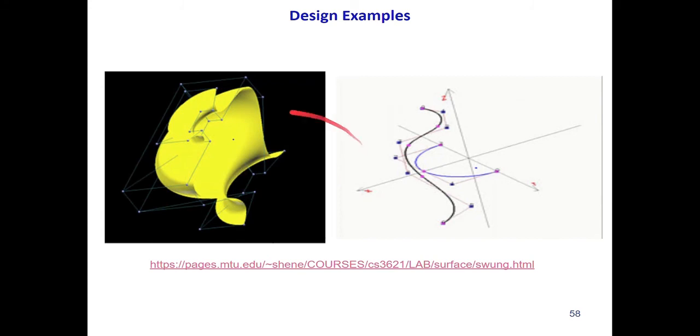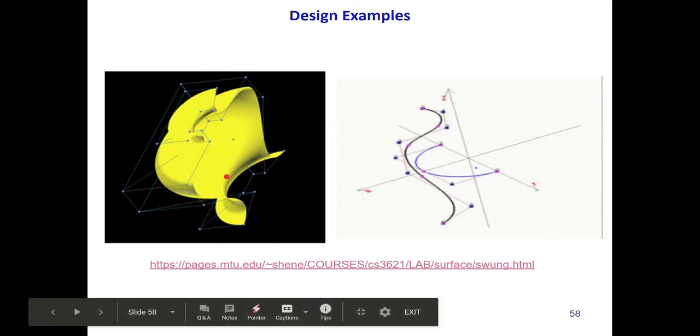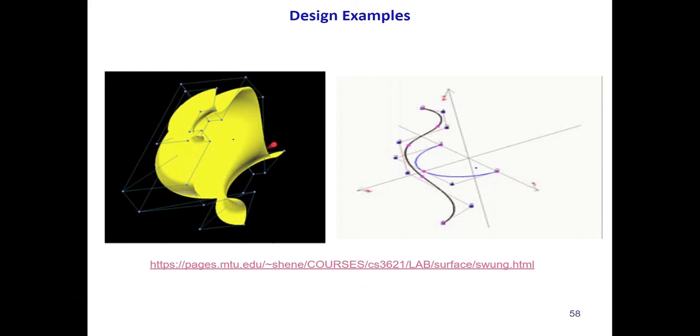Hello everyone. So I'm going to show some design examples. Here this is a half face. In this one, the author designed this half face using swung surfaces. Here the S-shaped curve is the profile curve, and the semicircle is the trajectory curve. If we swing this profile curve along this trajectory curve, then we get this half face. If we use a full circle instead of the semicircle, then we can get the full face.